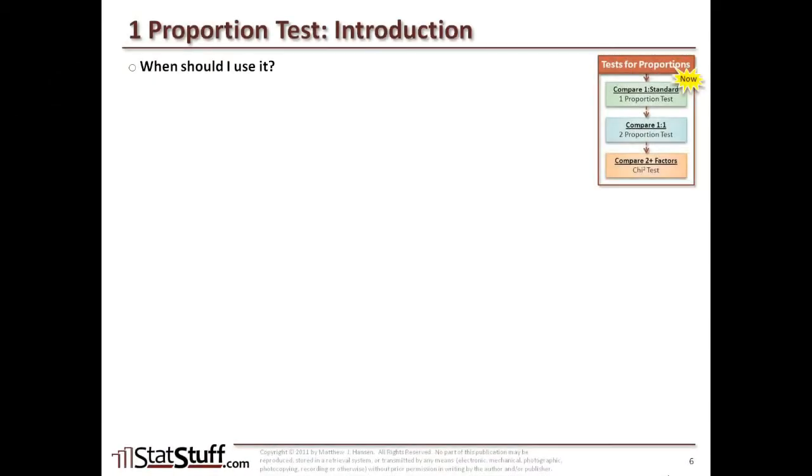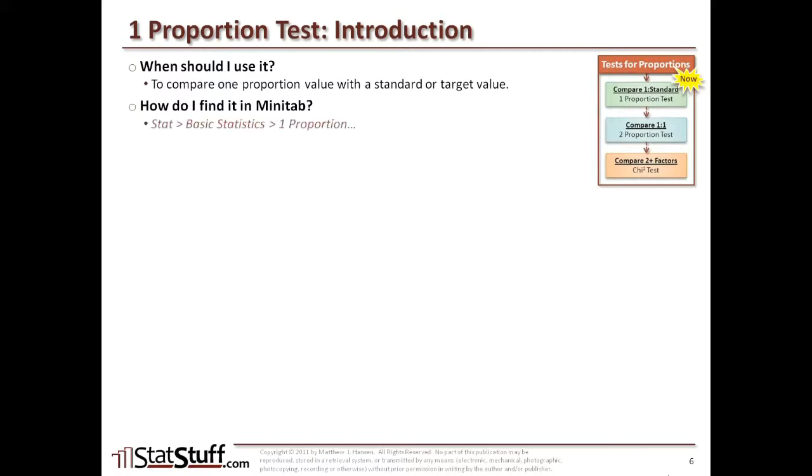When should we use this one proportion test? It's when we want to compare one proportion value with a standard or a target or a goal or something like that. And how do you find it in Minitab? You go to the Stat menu, select Basic Statistics, and select 1 Proportion.